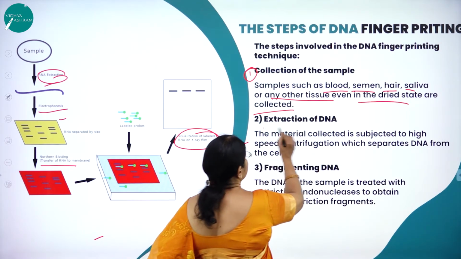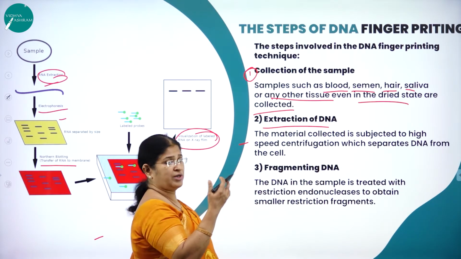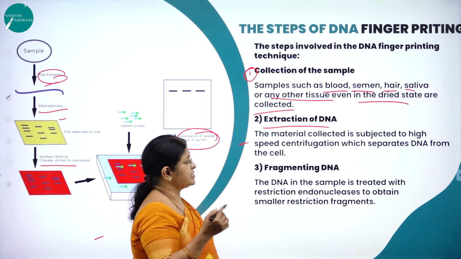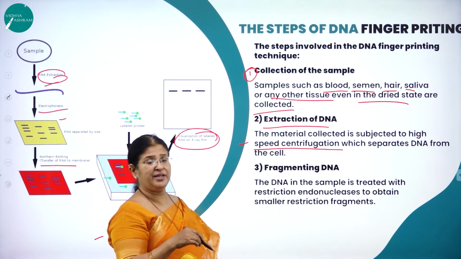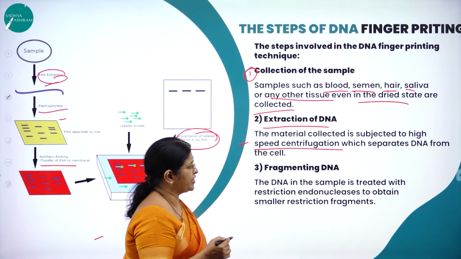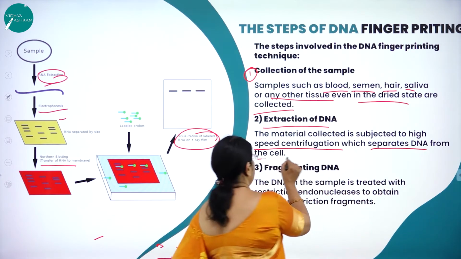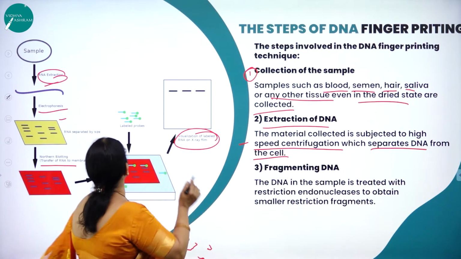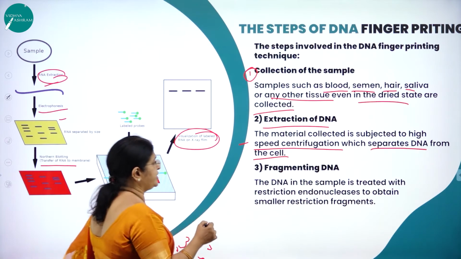Next, extraction of DNA. The material, the DNA extract, whatever is collected from the sources, is subjected to high speed centrifugation. This will separate the DNA from the cell. So this centrifugation process will help to separate the DNA. Here you can see the sample is taken, then it is separated.